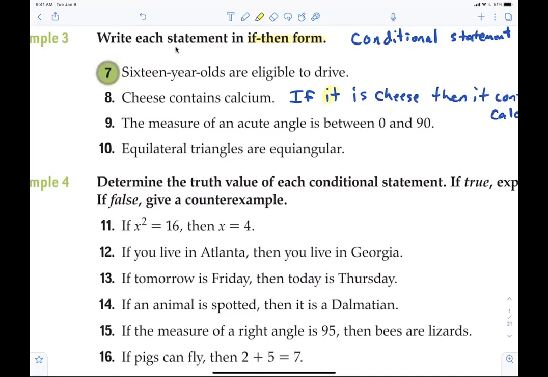So in this case, we would just say if an angle is acute, then what? Yes, then it's between 0 and 90. It's okay to use it the second time, because we know what we're referring to. Anybody have any questions with that?